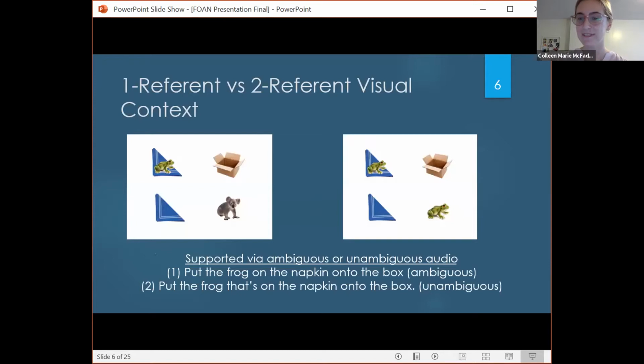This experiment was modeled partially after Truesdell's 1999 experiment, which included both one referent and two referent visual contexts, and both ambiguous and unambiguous sentences. So the ambiguous sentence example would be put the frog on the napkin onto the box, with again that on the napkin phrase being ambiguous, and the unambiguous sentence being put the frog that's on the napkin onto the box, and that's word creates the unambiguity.